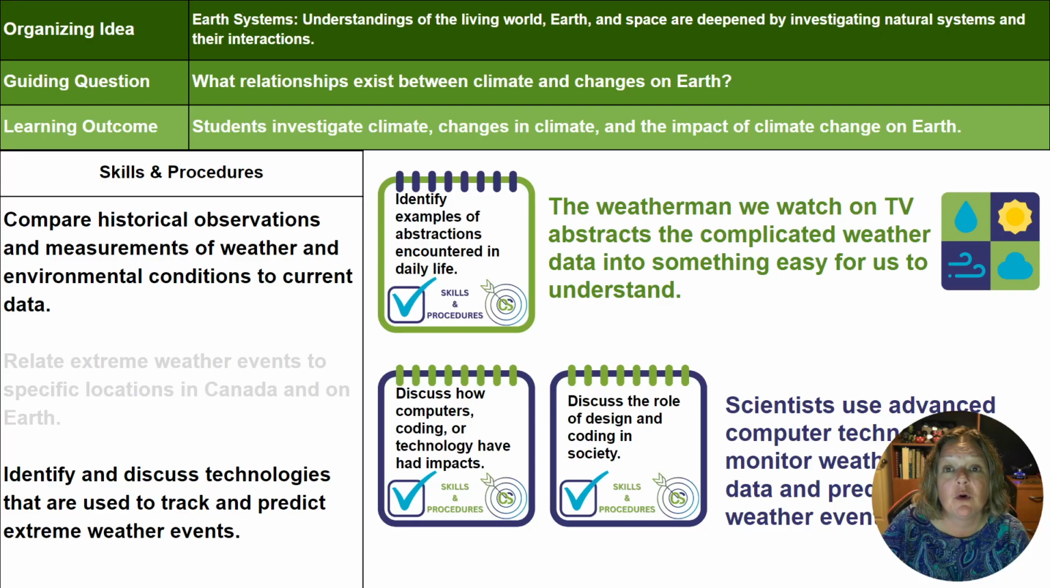We're able to be warned about severe weather far in advance. Scientists use advanced computer technology to monitor weather, analyze data, and predict extreme events. And this is a piece where just studying and learning about weather systems is also going to be giving students these computer science skills and procedures at the same time. And students are being asked in grade 6 to identify examples of abstractions.